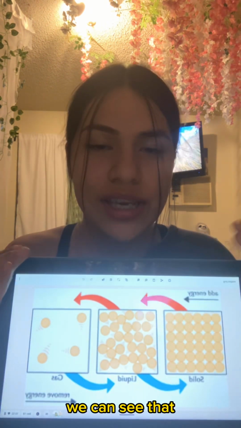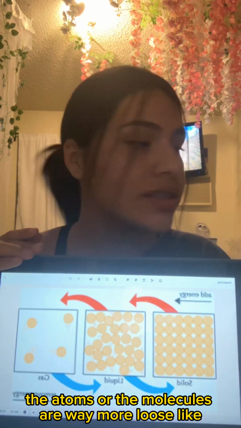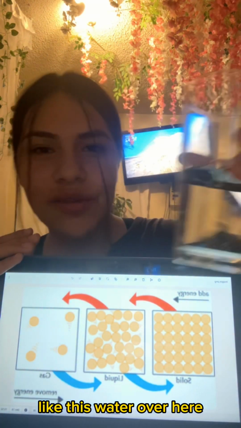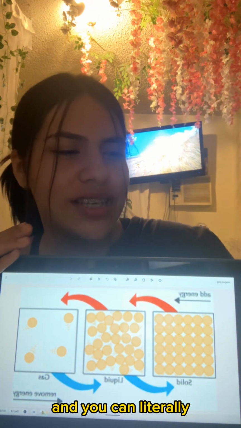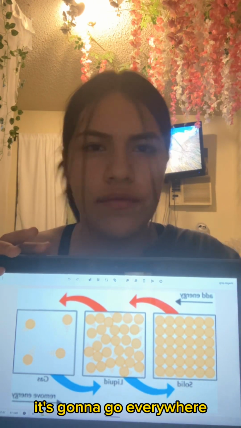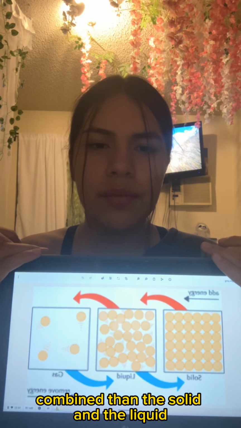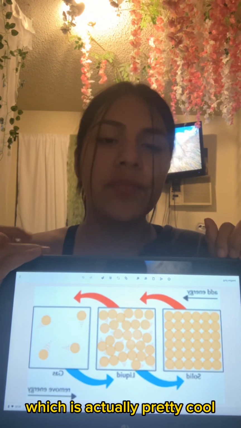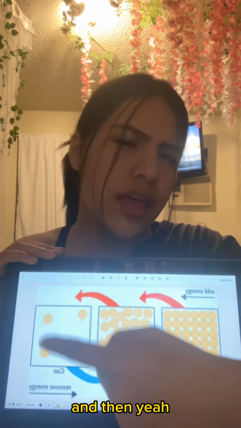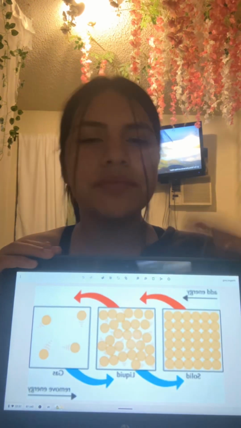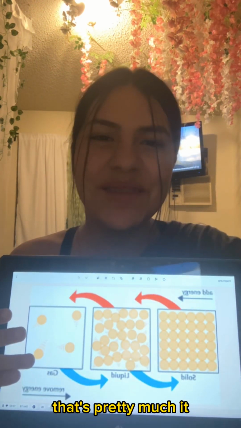And now for the liquid, we can see that the atoms and the molecules are way more loose, like this water over here. It's all jiggly, and you can see that the atoms have way more space to roam around, because if you spill it, it's going to go everywhere. And of course, gas just has way more freedom, and it can roam around anywhere. It has way more freedom combined than the solid and the liquid, which is pretty cool. So then we all know that solid turns into liquid, and then liquid turns into gas when you boil it. And then gas can turn into solid again. And then it just repeats and repeats. And that's pretty much it.